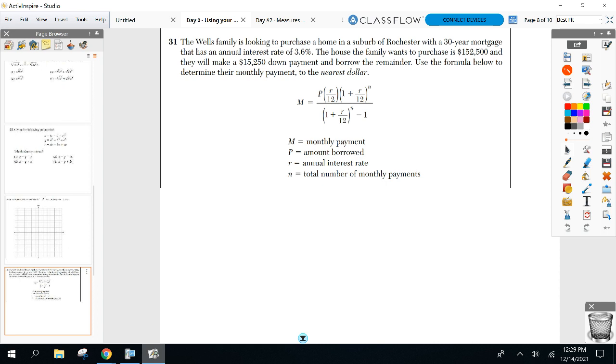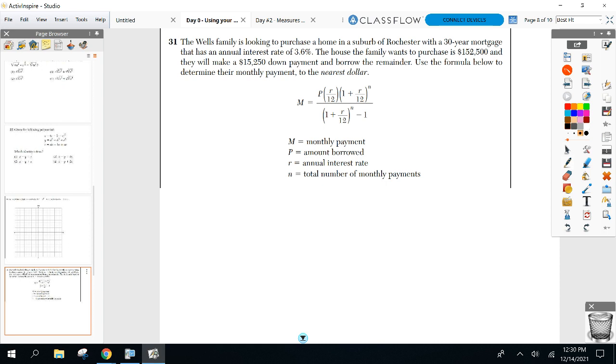The math part of it is making sure we plug in the right numbers in the right spots. So we're going to solve for M, so I need to know what R looks like, just R and N and P. All right, let's start with P, amount borrowed.